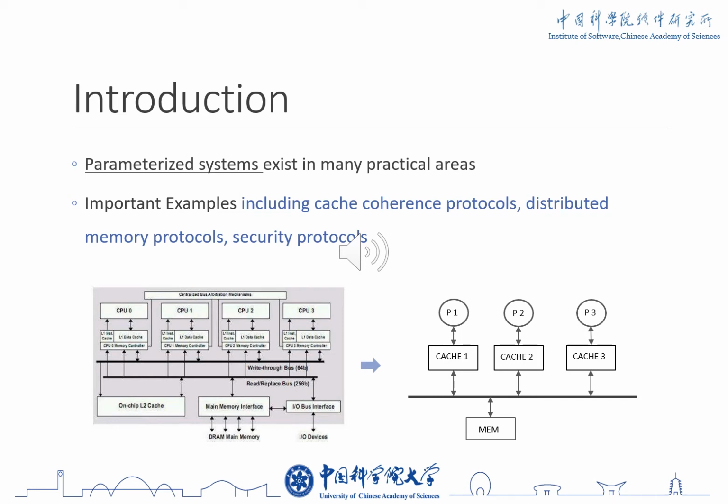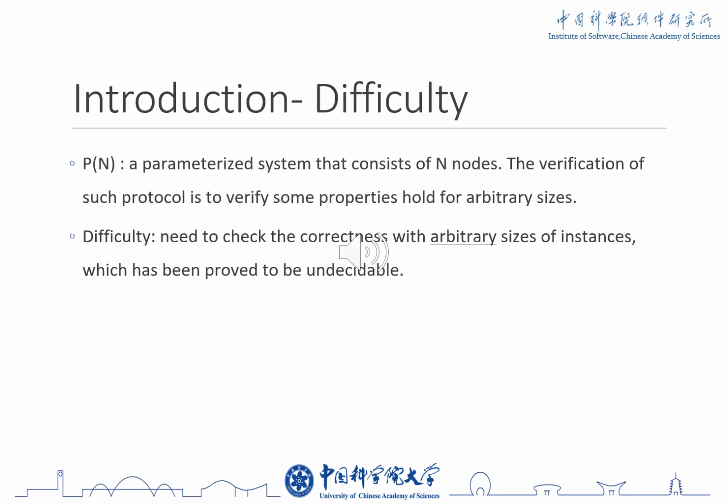Parameterized systems exist in many practical areas. For instance, there are cache coherence protocols and distributed memory protocols in the 2 figures. The difficulty of parameterized verification is that the correctness of any protocol instance with arbitrary size should be checked. Theoretically, this problem is undecidable. Practically, we can't check all protocol instances. Even when the size of a protocol instance is large, model checking the instance can't be completed.